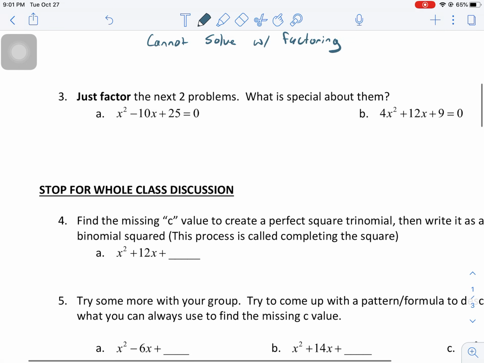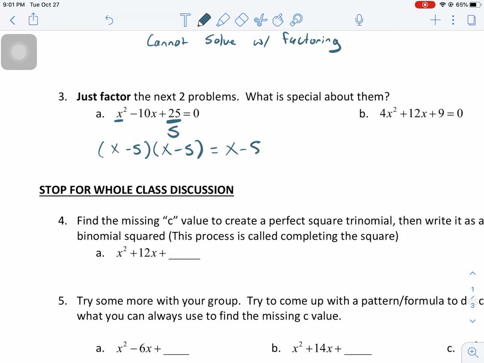So, question 3 says, just factor the next two problems. What is special about them? So this is kind of review. We have a perfect square in the back, a perfect square in the front, and then 5 would be the square root of 25. 5 plus 5 gives us 10. So if you remember, this is (x minus 5)(x minus 5). So we would say this is (x minus 5) squared.